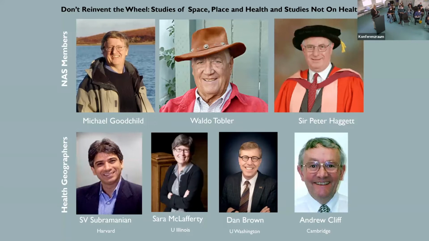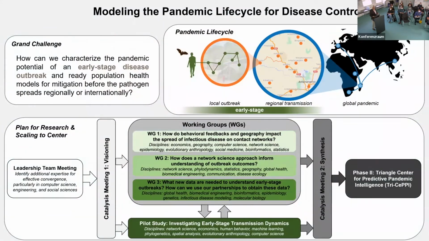Subbu Subramanian is a geographer at Harvard who does all kinds of econometric modeling and spatial analysis. And Sarah McLafferty is at Illinois, Dan Brown's at Washington, and Andy Cliff is, with Peter Haggett. So anyways, we've got this rich theory, because we've got incredible amounts of work done before us.